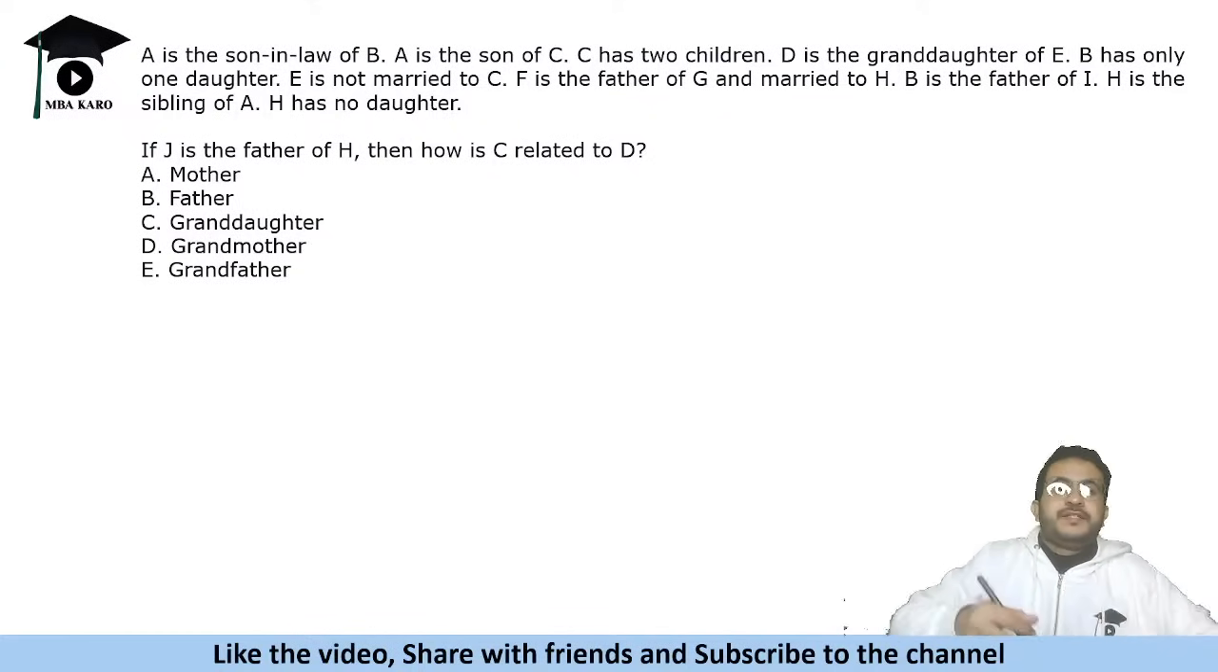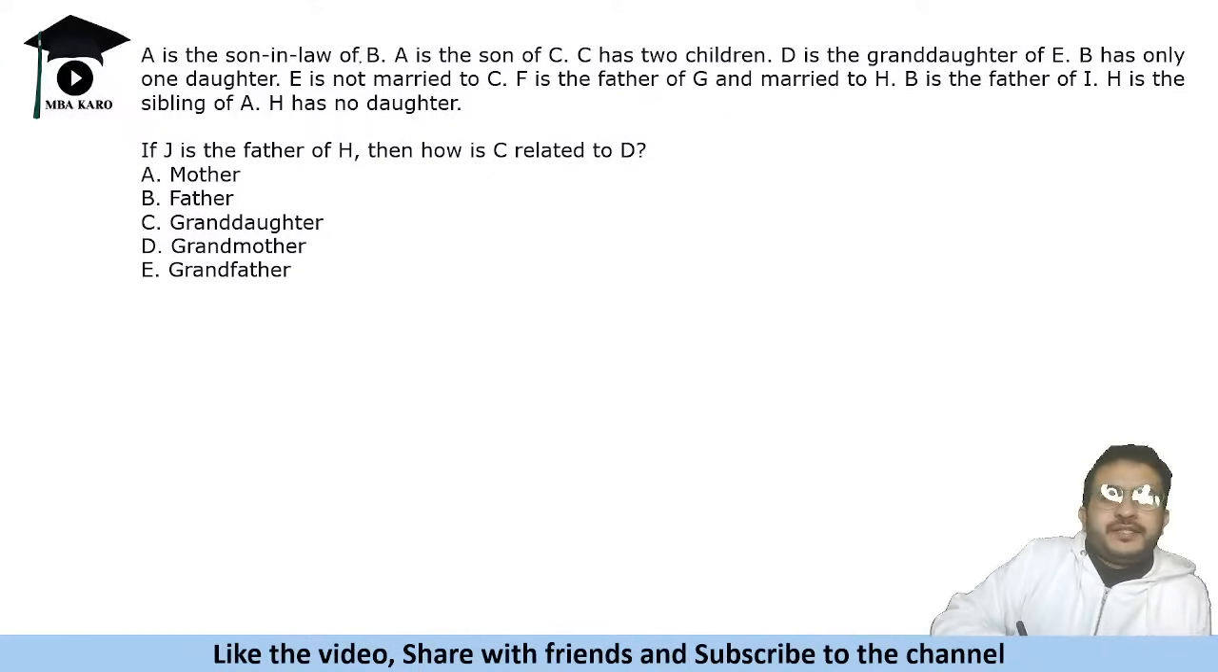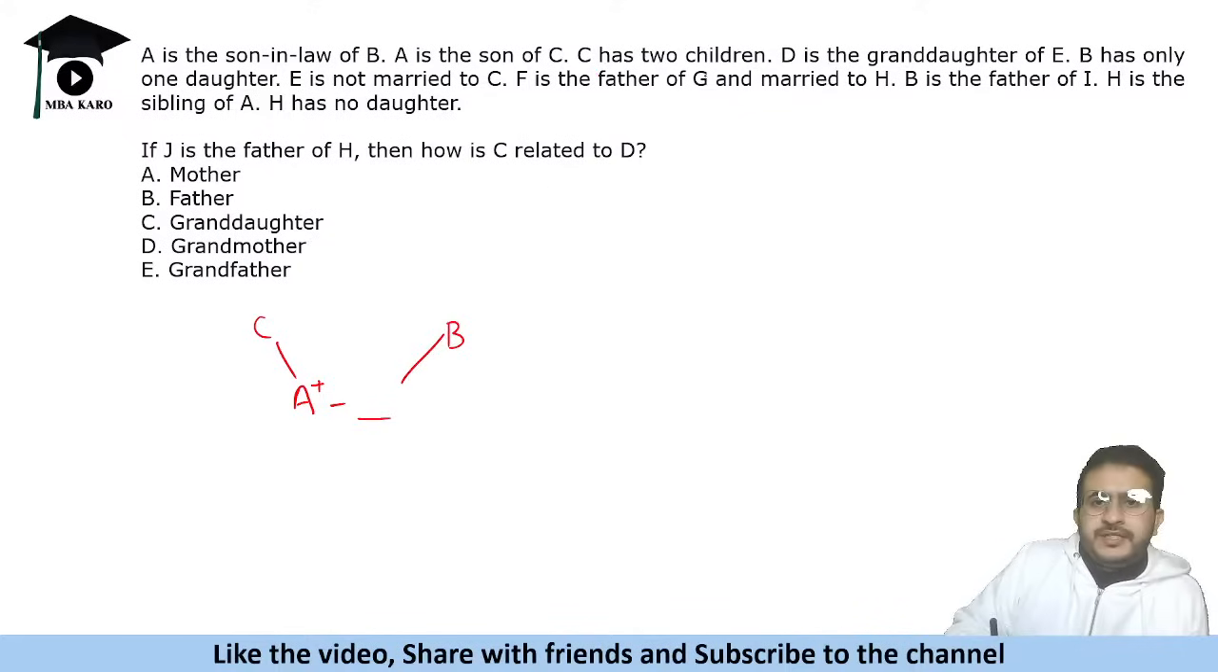Okay, so let's make this family tree. It says A is the son-in-law of B. A is the son of C. So A is son of C and son-in-law of B. So A is married to someone whose parent is B. C has two children. So one is A, another there is some sibling. D is the granddaughter of E. B has only one daughter. E is not married to C. F is the father of G and married to H. So let us form this part also and then link the family trees. F is married to H and is the father of G.